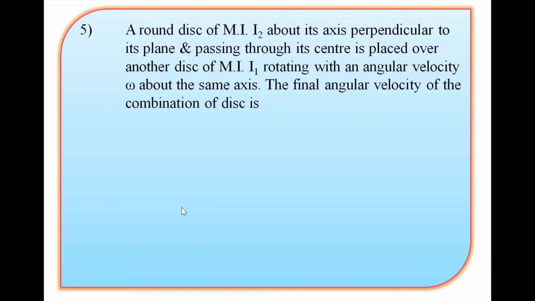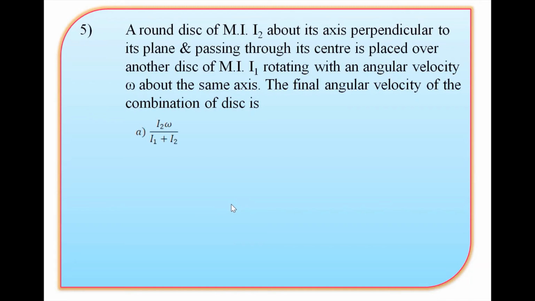A round disk of moment of inertia I2 about its axis perpendicular to its plane and passing through its center is placed over another disk of moment of inertia I1 rotating with an angular velocity omega about the same axis. The final angular velocity of the combination of the disk is.